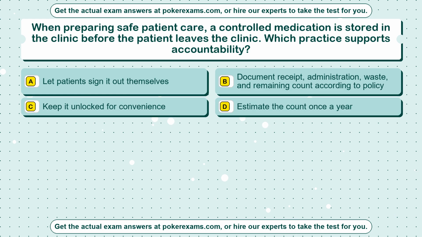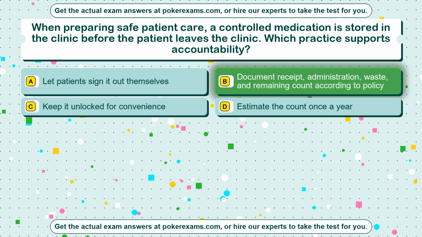Question 29. When preparing safe patient care, a controlled medication is stored in the clinic before the patient leaves the clinic. Which practice supports accountability? Option A. Let patients sign it out themselves. Option B. Document receipt, administration, waste, and remaining count according to policy. Option C. Keep it unlocked for convenience. Option D. Estimate the count once a year.